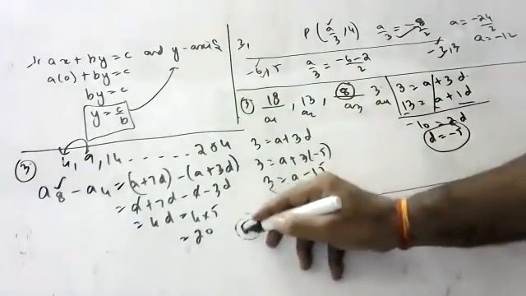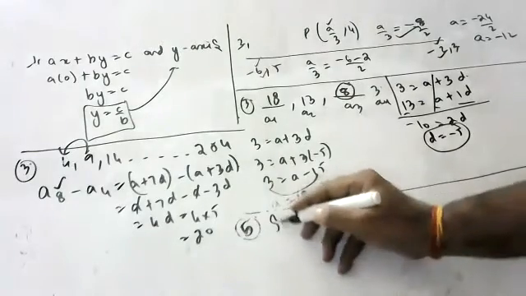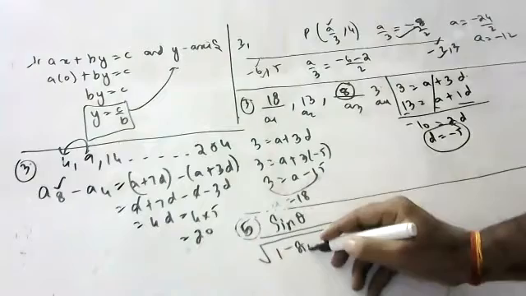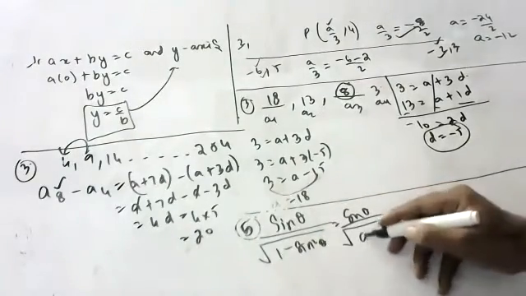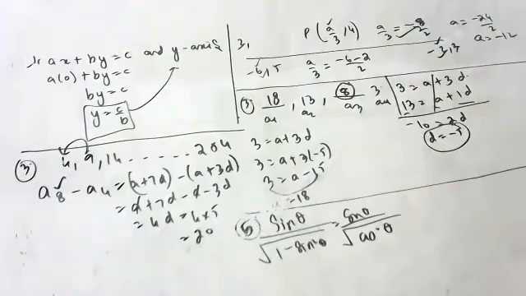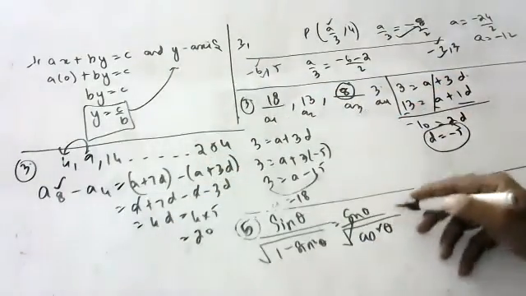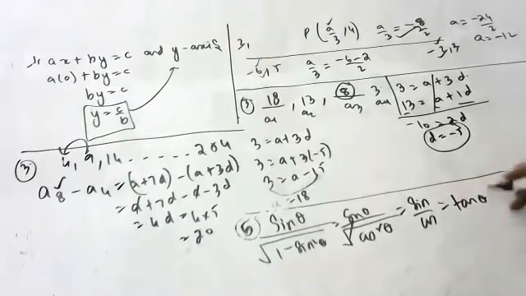Okay, next. Children, find the value of sine theta under root of 1 minus sine square theta. Root of 1 minus sine square theta: 1 minus sine square is cos square. Square and root get cancelled. Sin theta by cos theta, that is tan theta. That is equal to tan theta. Next question.